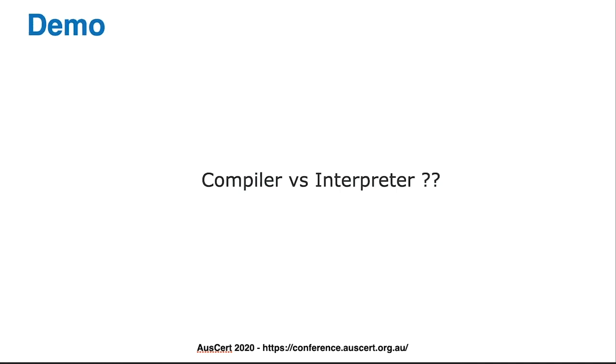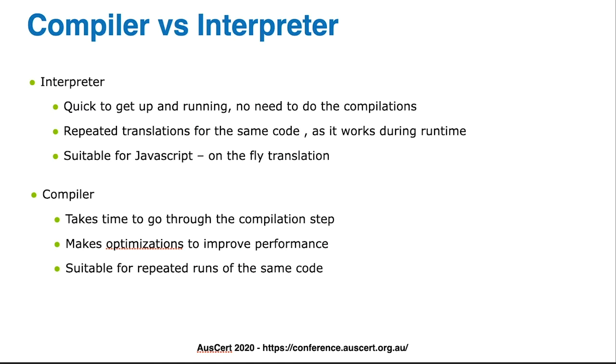Now let's discuss what is a compiler versus an interpreter. An interpreter is quick to get up and running, since we don't need to do any compilation. However, if you have code which is repeated several times, you still need to interpret it every time, and that will cause some kind of delay. It's suitable for JavaScript since it provides on-the-fly translation, whereas a compiler takes time initially to go through the compilation. During the compilation, it makes certain optimizations to improve performance, and this is suitable for repeated runs of the same code.